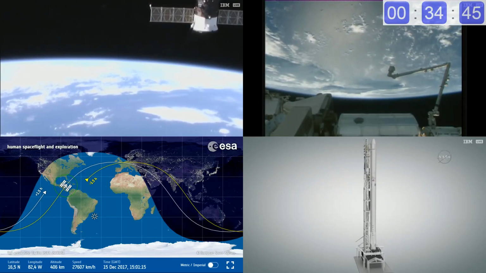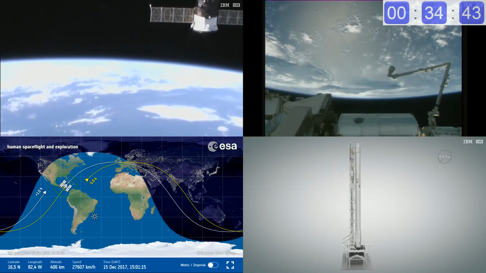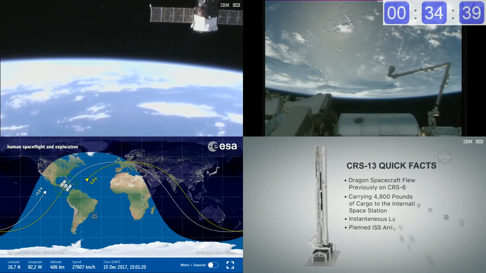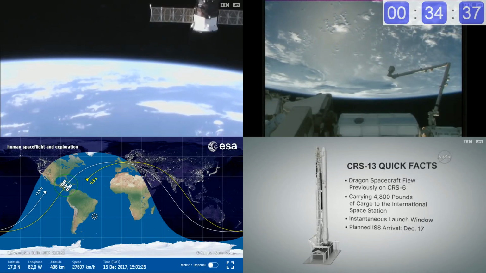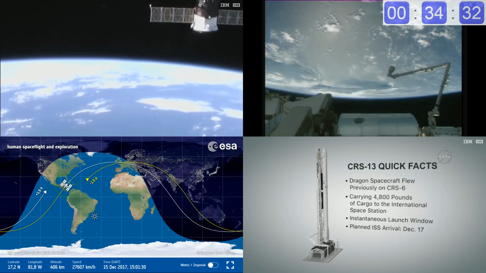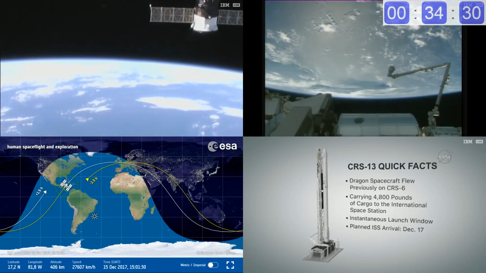At the time of launch, the space station will be flying 258 miles above northern Oman at the southeast tip of the Saudi Peninsula. The Cargo Dragon spacecraft will deliver about 4,800 pounds of science, research, crew supplies, and hardware to the orbiting laboratory.